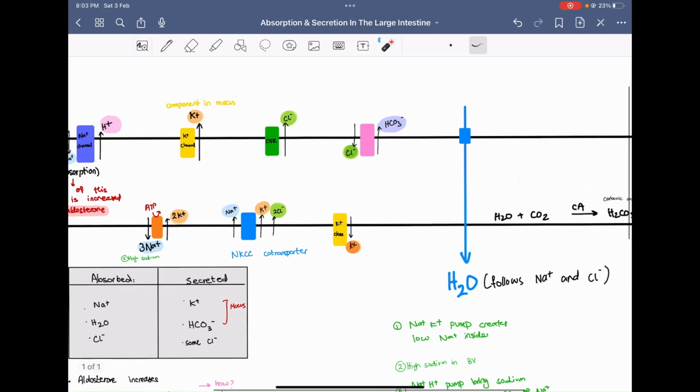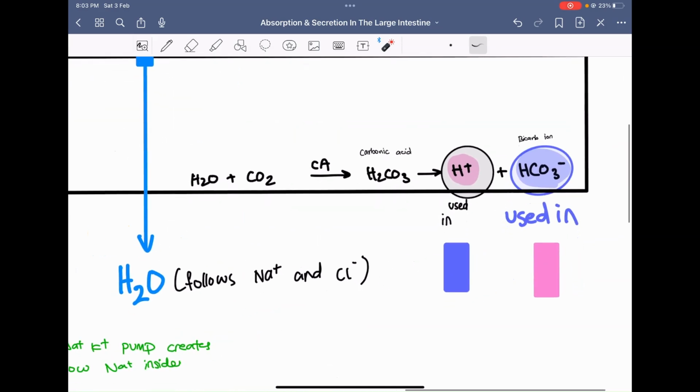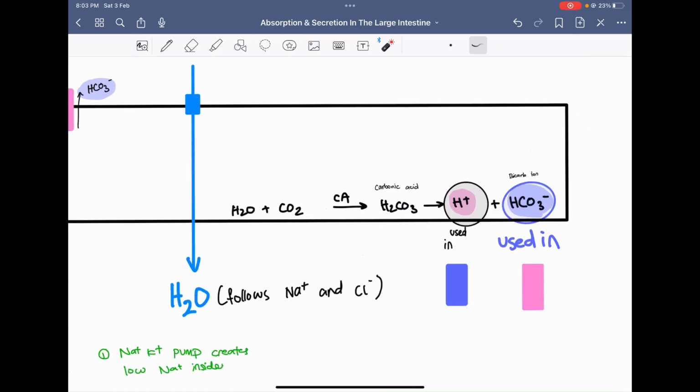Let's talk more about bicarb and H+. Let me bring your attention to this very famous equation. We have water and carbon dioxide, which are metabolic end products, and they're going to be converted by carbonic anhydrase to carbonic acid, which will further dissociate into hydrogen ions and bicarbonate ions. So imagine that right now, because of this equation, you have a lot of these two inside the cell. So we have a lot of H plus and a lot of bicarb inside the cell.